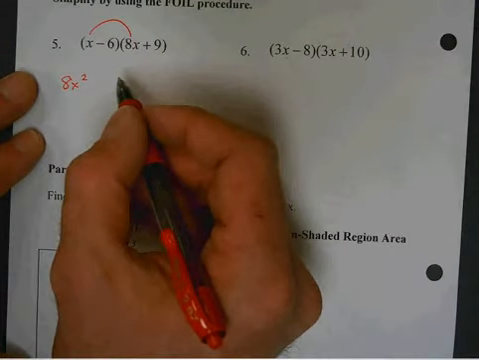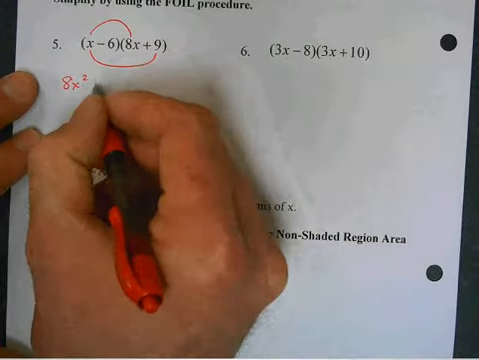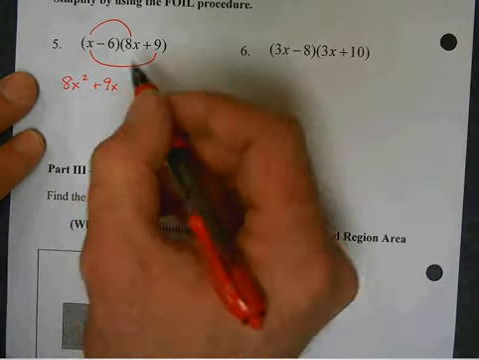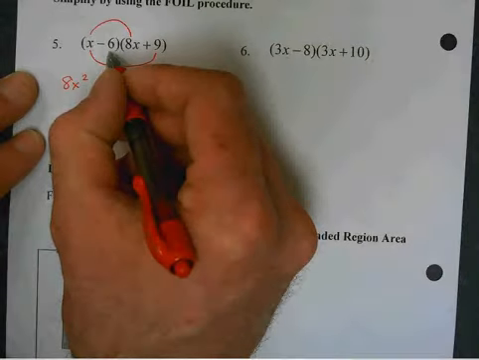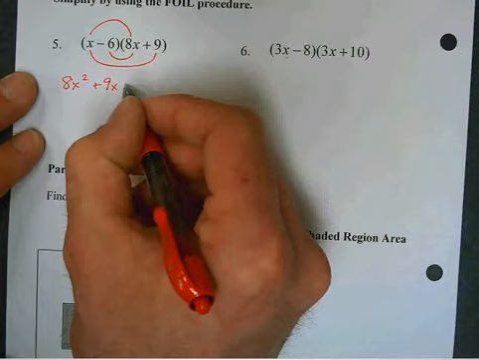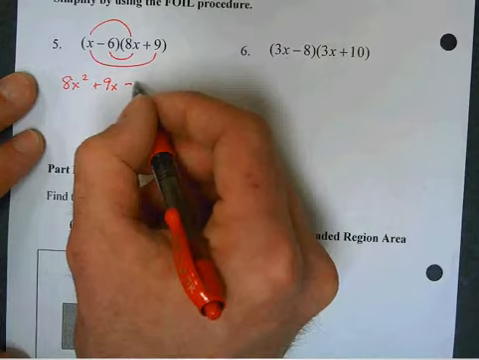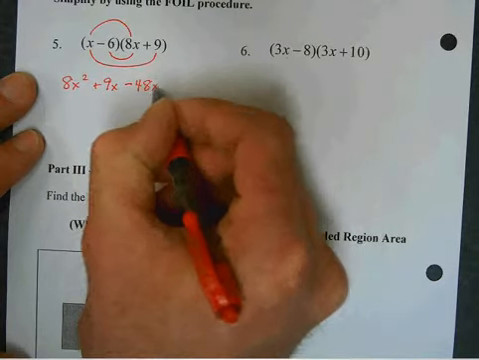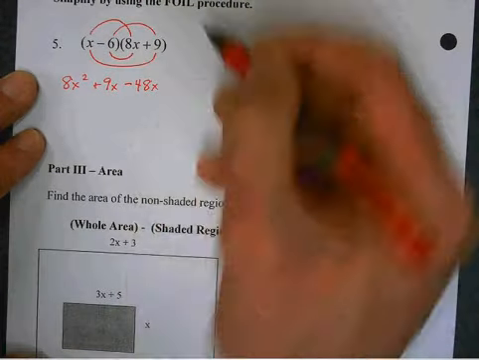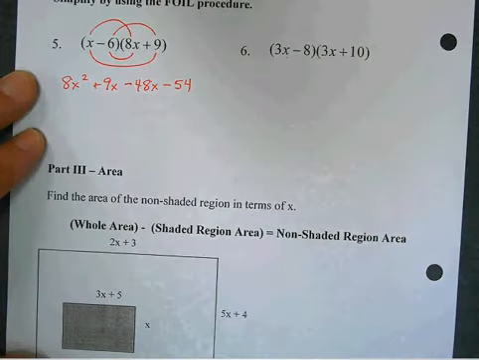Keep going, Brett. You do the outers, so x times 9. Okay. Do me a favor, always say plus 9x or minus 9x, just so I know what to write. Then you do inner, so negative 6 times 8x, okay, is? Help them out, somebody. Minus 48x, good. And then finally, you do the last, so negative 6 times 9, minus 54.